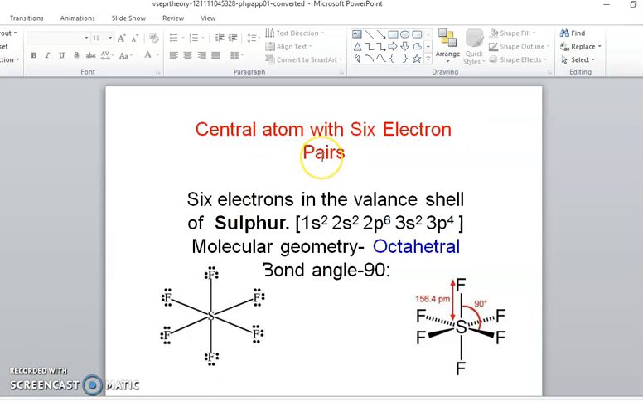Now if you have a molecule with 6 electron pairs, the arrangement will be like this. Out of the 6, 4 are arranged in one plane, one is above the plane and the other is below the plane, and all have the same bond angle of 90 degrees. The geometry is called octahedral. So these are the different geometries of molecules containing only bonded pairs of electrons. We continue with molecules having both bond pairs and lone pairs in the next session.